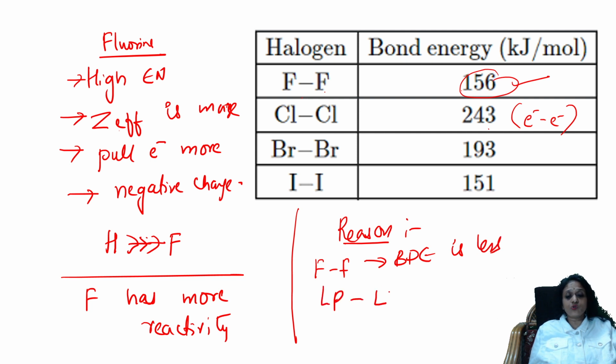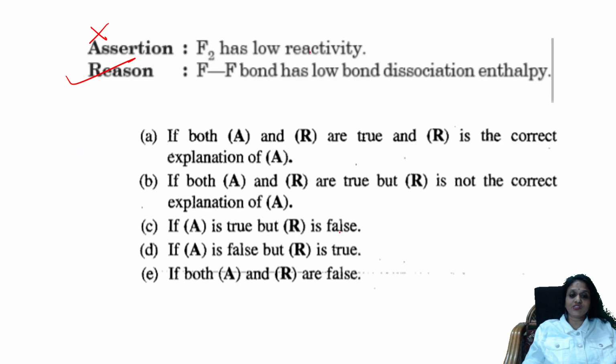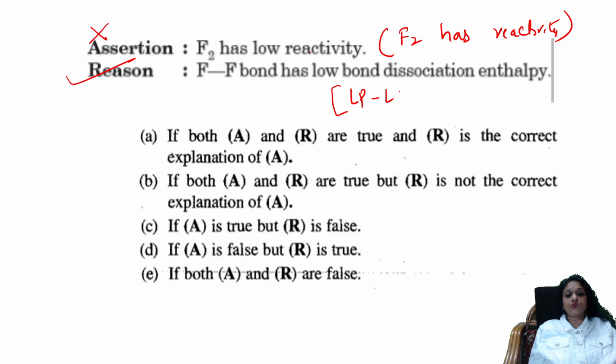Because of lone pair repulsions. Because of these lone pair repulsions, when they come close together, automatically the repulsions will be there and I can apply less energy compared to others. So the assertion they gave was wrong, but the reason is right. Clear, students? So the correct statement: fluorine has high reactivity, and the fluorine bond energy is low, which is right because of lone pair repulsions. Right, students? Easy. All right.